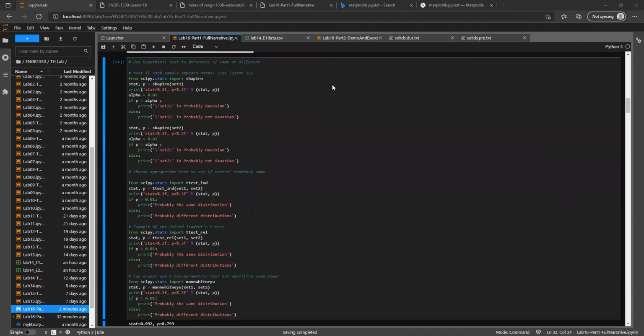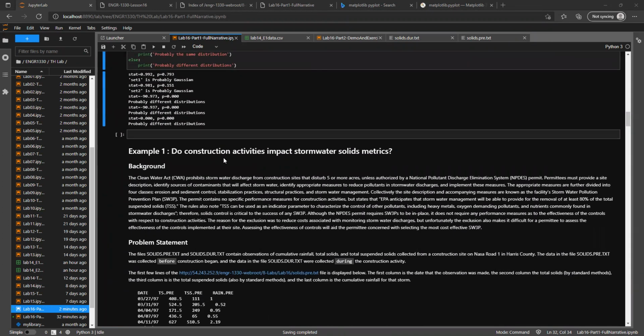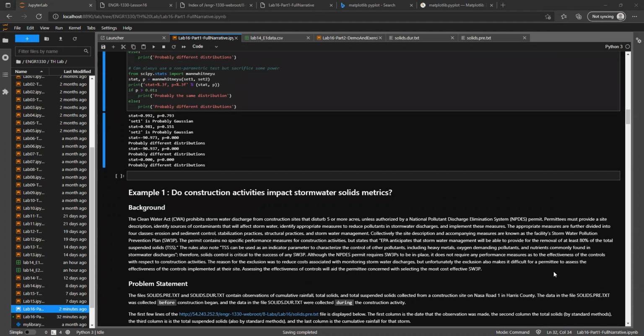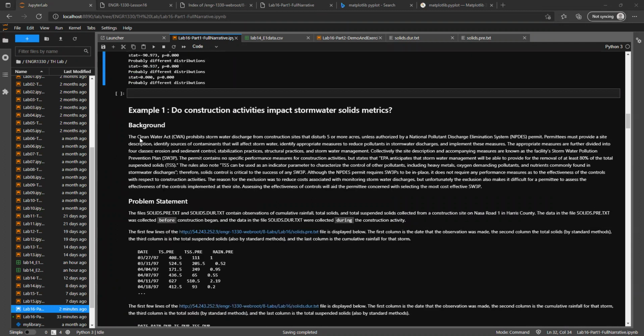All right, let's look at example 1. Do construction activities impact stormwater solidness metrics? Let me see, I gotta move my camera thingy. Okay. So, some background here. The Clean Water Act prohibits stormwater discharge from construction sites that disturb 5 or more acres unless authorized by permit.